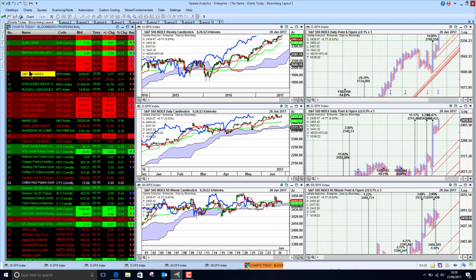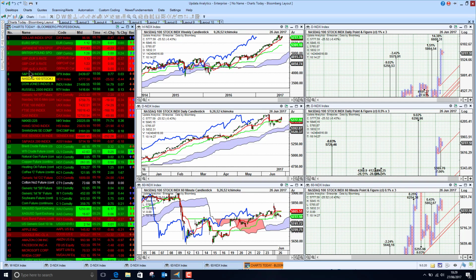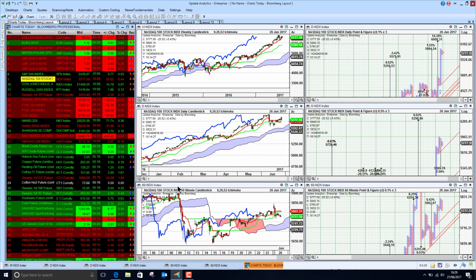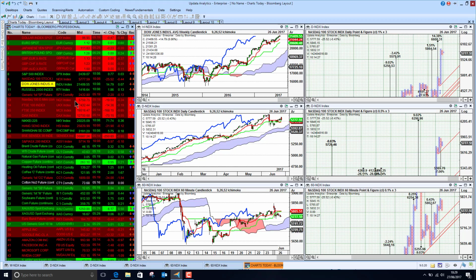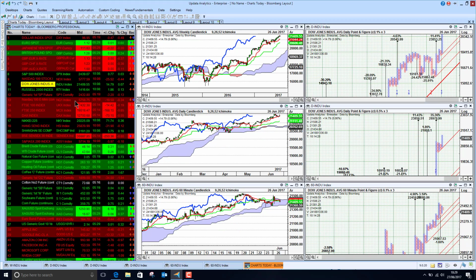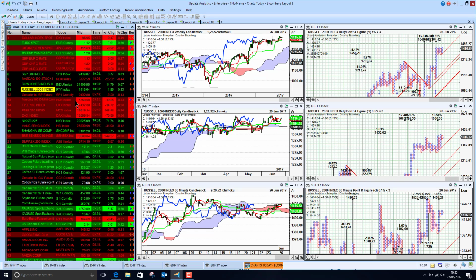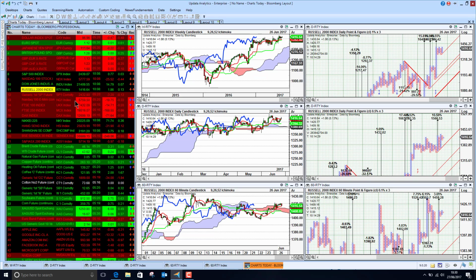Looking at stock markets, the S&P 500 was fairly static last night, not moving much. The NASDAQ 100 was down nearly 0.5%, so just coming back, but is still in bullish mode above all three clouds. The Dow was also quite flat, and the Russell 2000 virtually unchanged. So US indices not changed that much.